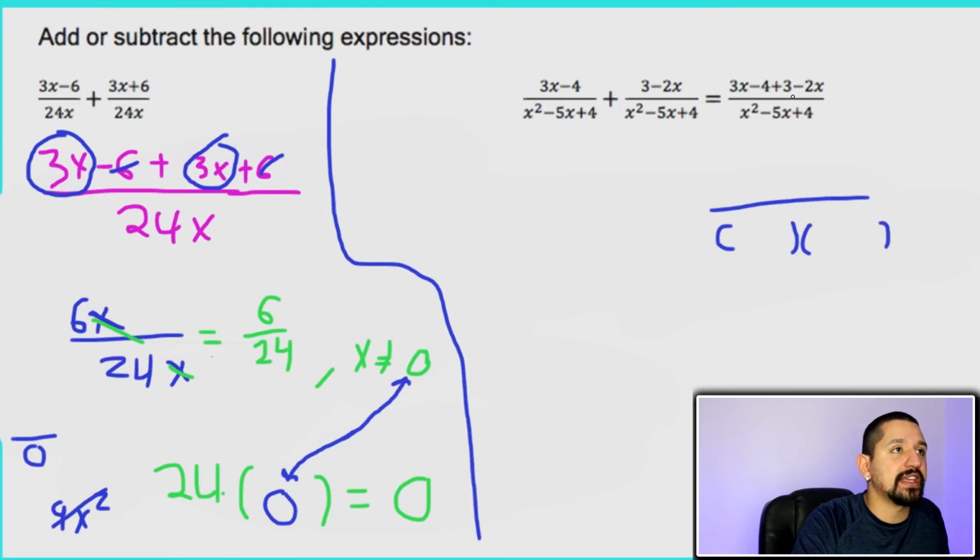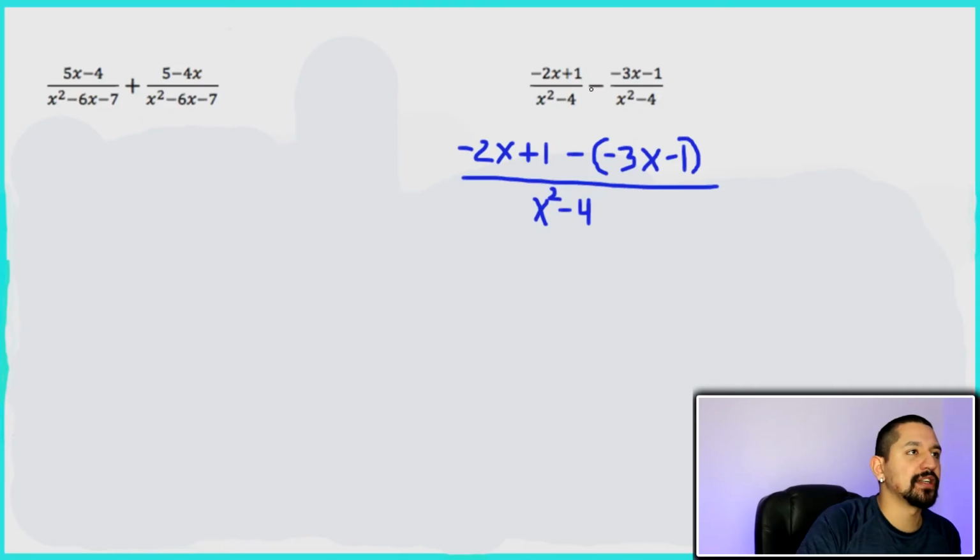So before you try to cancel anything out, I would go ahead and make sure it's in factored form. So x minus 4, x minus 1. Again, I went over how to factor in my previous video, or I'll put it in the link down below. So check that out, guys, and we're going to go into subtraction. So what happens when you are subtracting?